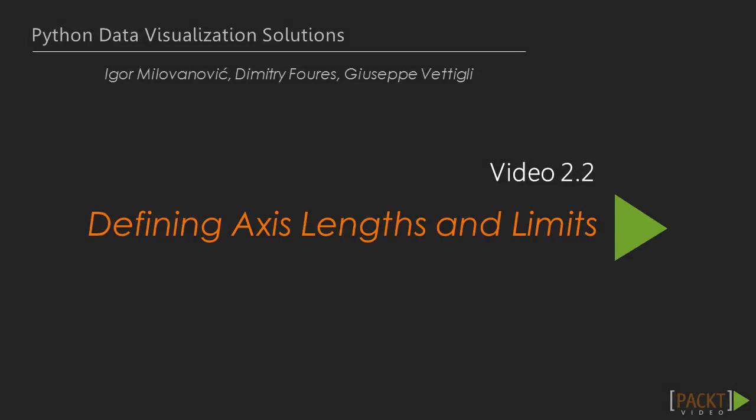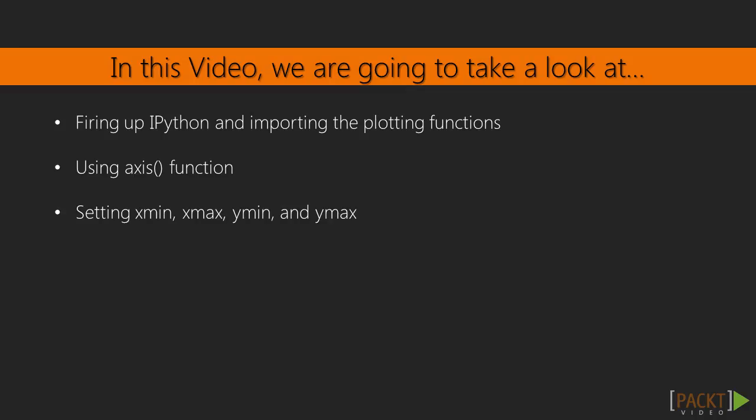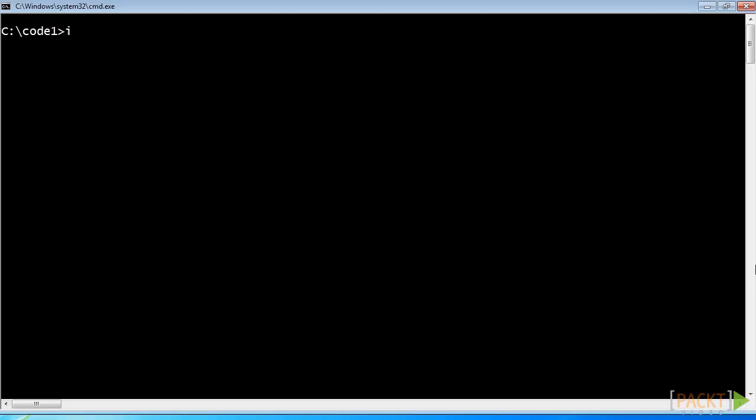Video 2, Defining Axis Lengths and Limits. Previously we learned defining plots and drawing simple sine and cosine plots. In this video we're going to take a look at importing plotting functions, using the axis function, and setting minimum and maximum values of x and y parameters. Here we'll demonstrate a variety of useful axis properties around limits and lengths that we can configure in Matplotlib.